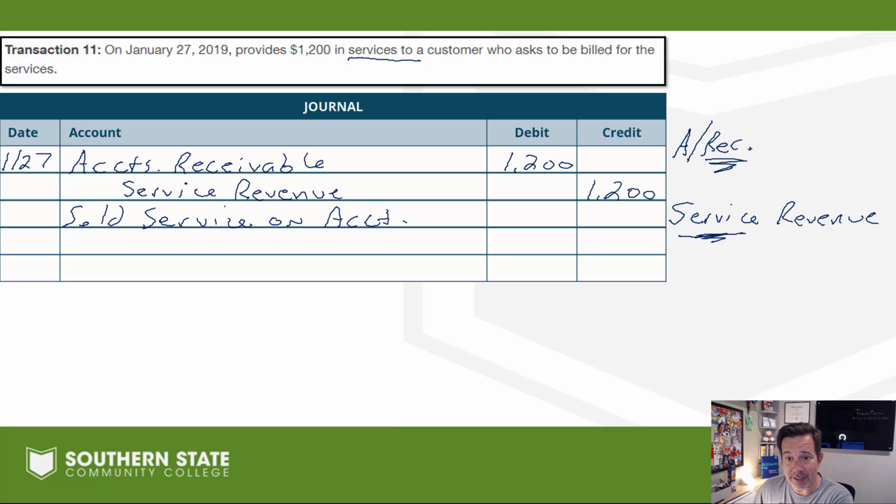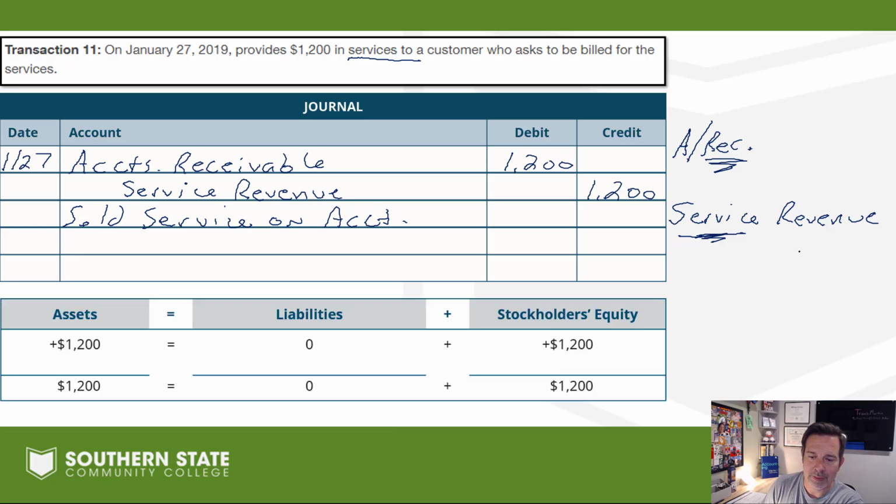The impact on the accounting equation. Accounts receivable, asset, it goes up. Our equity via retained earnings goes up because we have revenue. One more. Hopefully you're still with me.